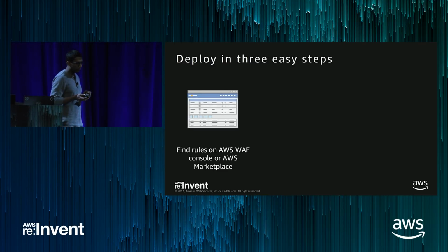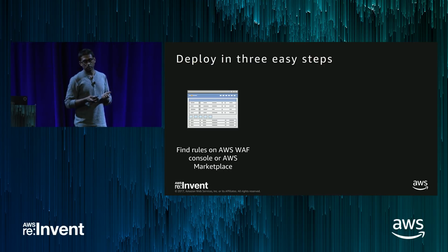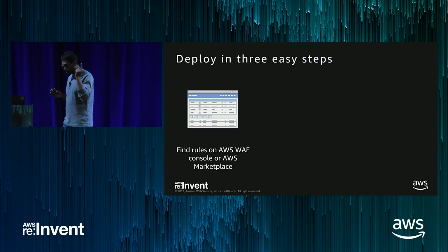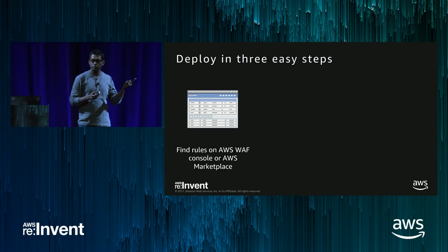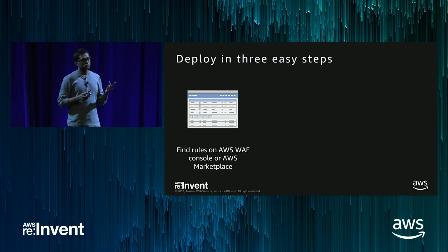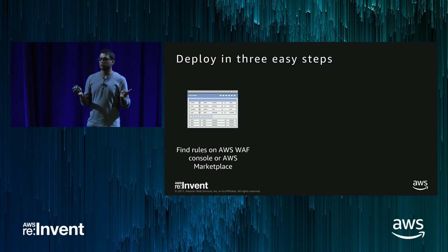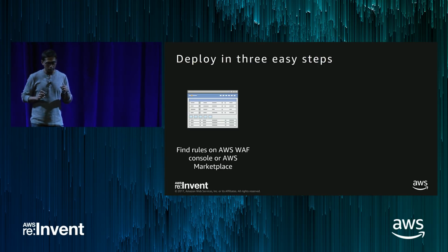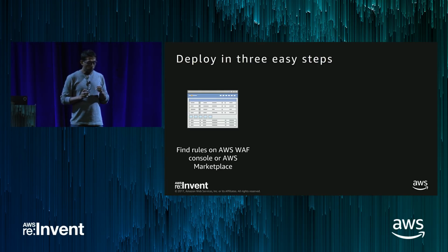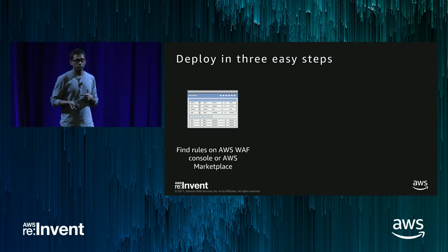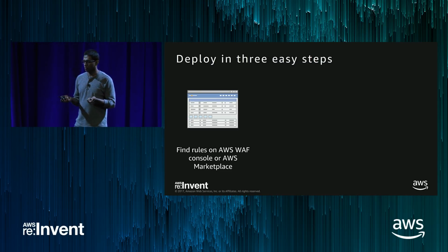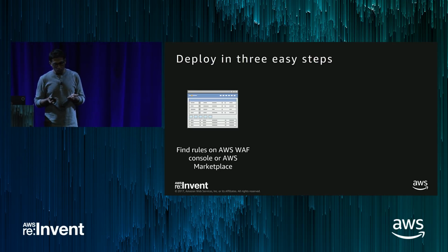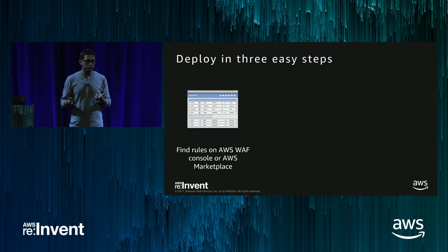The first one is how do you find the rules, the discovery, basically. The rules can be found in 2 different ways. First, since these are marketplace products, you can just go to the marketplace and search for them. We've also created a landing page in the marketplace domain where we've displayed all of them in one nice, easy website where you can go and read about them. If you're already using AWS WAF, you can also find them on the console. And the user experience here is similar to launching an EC2 instance and looking for AMIs.